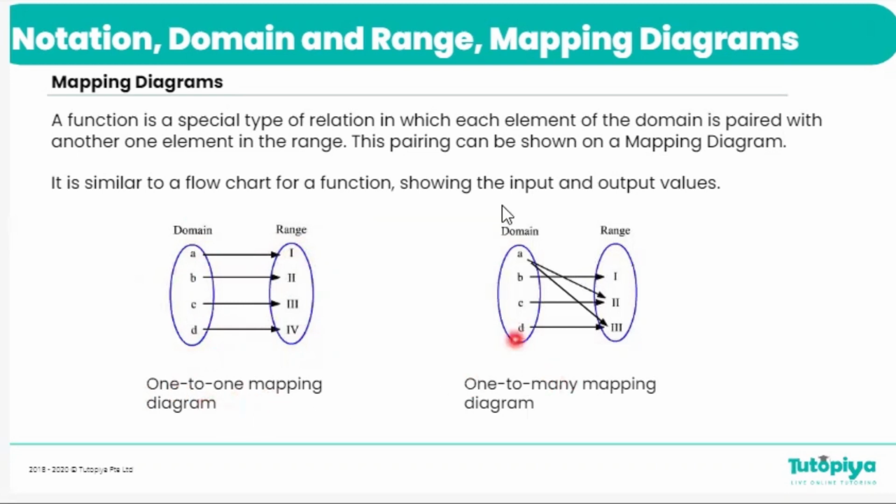On the other hand, if I look at the diagram over here, I can see that the element A maps on to not just one element in my range, but it maps on to multiple elements in my range. And because of this, I can call this a one-to-many mapping diagram.